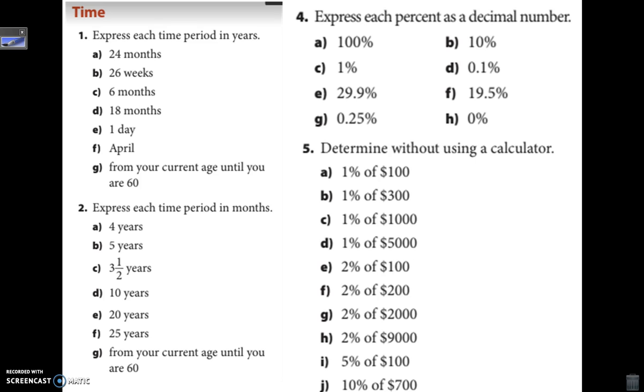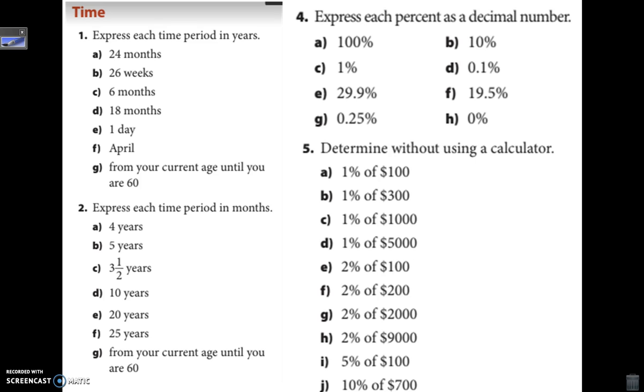So for question 1, express each time period in years. 24 months, you could divide 24 by 12. There's 12 months in a year. That's 2 years. 26 weeks, well, there's 52 weeks in a year, so 26 weeks is actually half a year, or 0.5 years. 6 months is half a year as well. 18 months is 1.5 years, a year and a half. 1 day would be 1/365th. April, if we think about how many days there would be in April, you can take that number of days in April and divide that by 365.